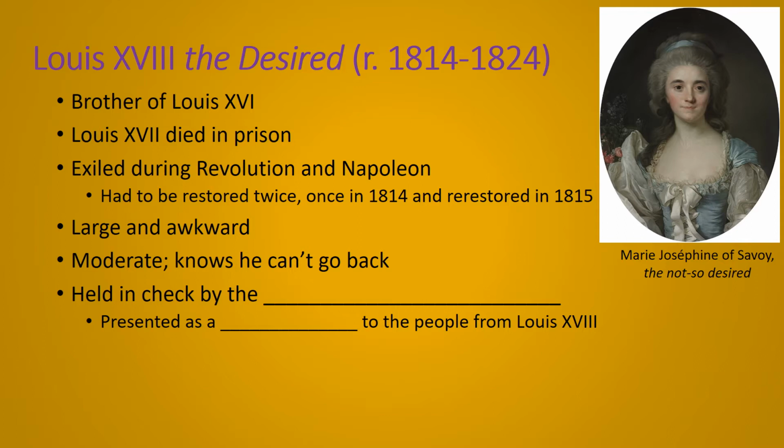They will not have children. She will have 2 children who will not survive. And so he will not have a direct descendant. And the throne will have to pass to his brother, Charles.